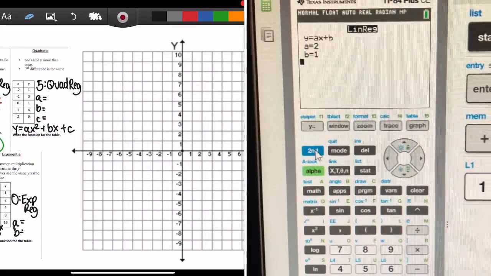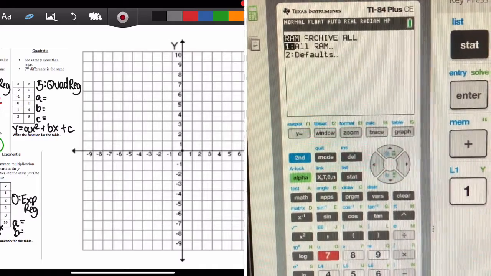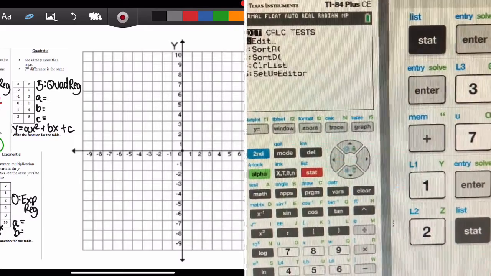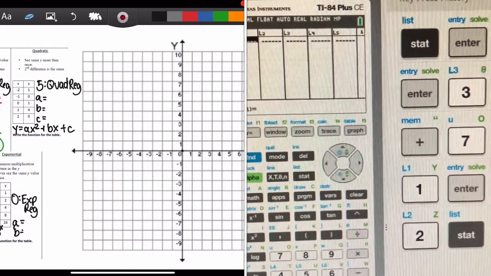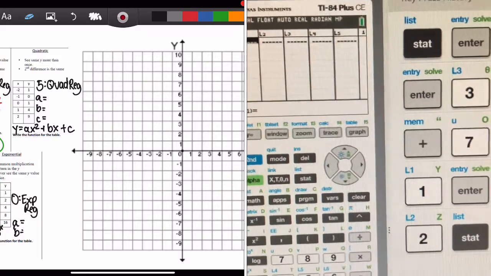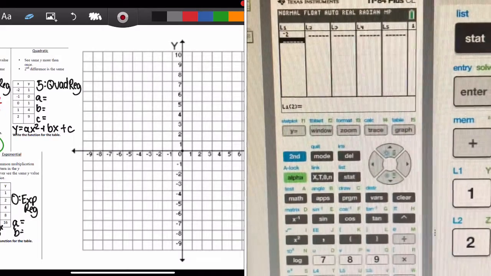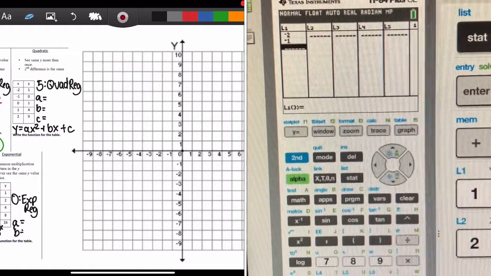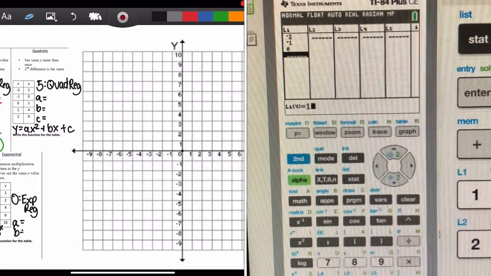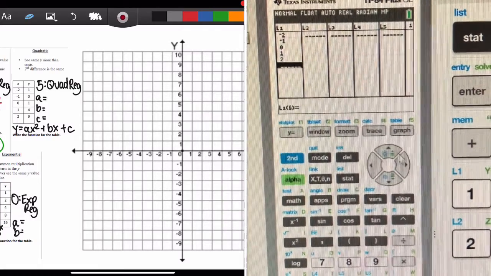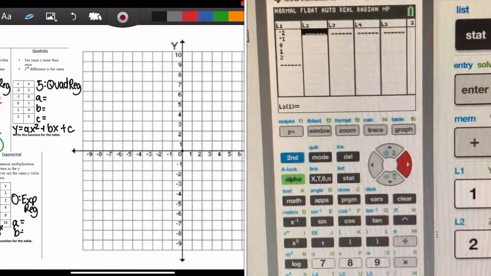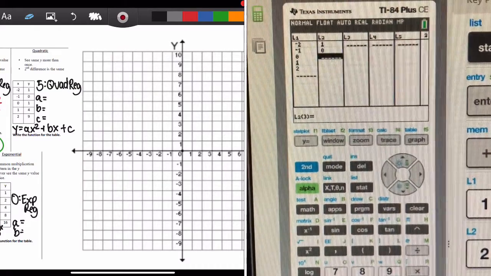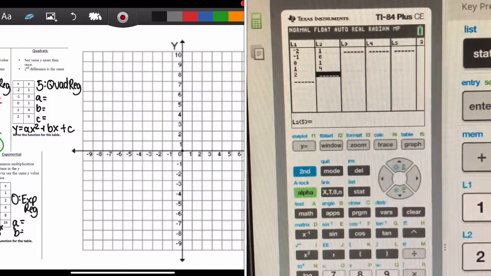I like to just clear the calculator out so I don't have to do all of the clearing out once I get to stat. But I'm going to go to stat and hit number 1 for edit, and I'm going to put in my table: -2, -1, 0, 1, and 2. I'm going to go over to my Y side and put in 1, 0, 1, 4, and 9.